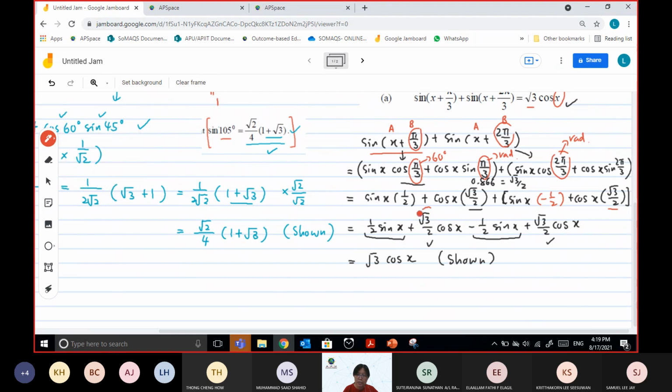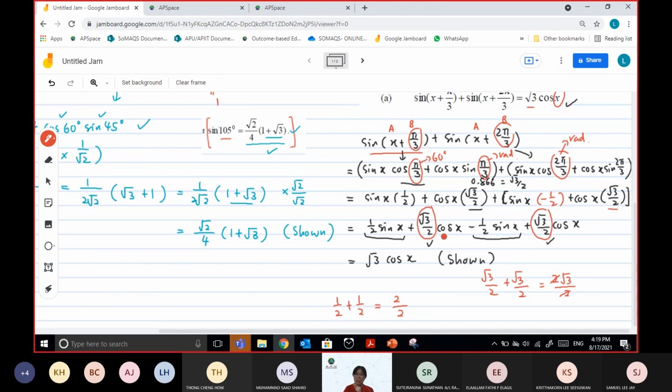Can you see I'm taking this one plus this one? Square root of 3 over 2 plus square root of 3 over 2 actually equals 2 square root of 3 over 2. When you cancel the 2, you get square root of 3. It's like when you take 1 over 2 plus 1 over 2, what you get? 2 over 2. Same concept.